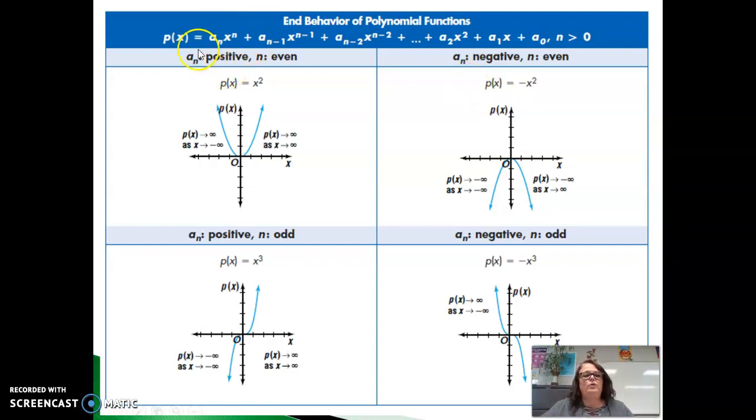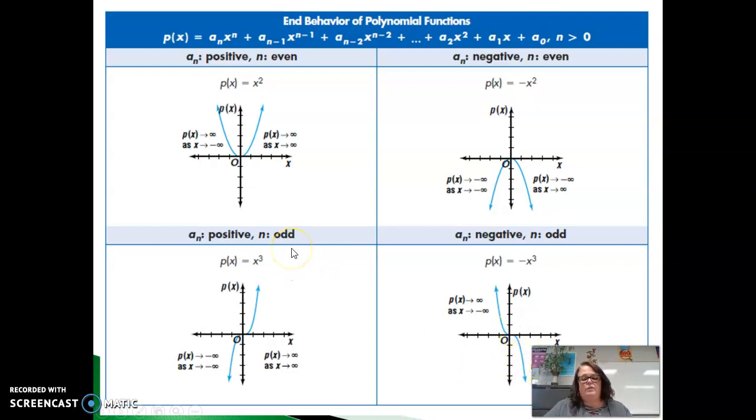If your coefficient is positive, then to the right you're going to go up. If your coefficient is negative, then to the right you're going to go down. Once you have that figured out, if you're up to the right and it's even, then they're both going to go up. And if you're down to the right and it's even, then you're both going to go down. In the next one, again, if my coefficient is positive, my right side is going to go up, and if my coefficient is negative, my right side is going to go down.